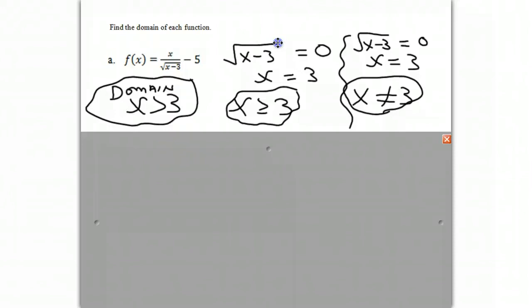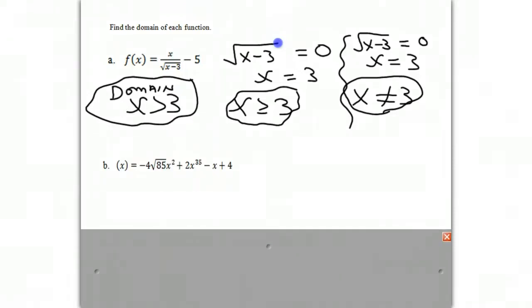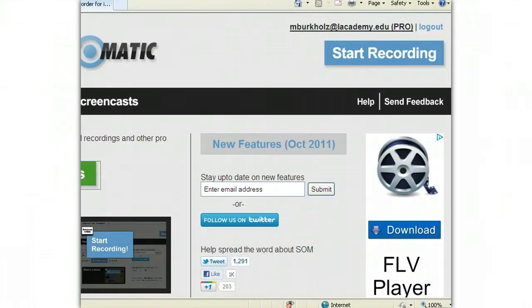Going for our second example, we have another polynomial. And in this polynomial, it says x equal to, but this should be y equal to. I'm not sure why that's there.